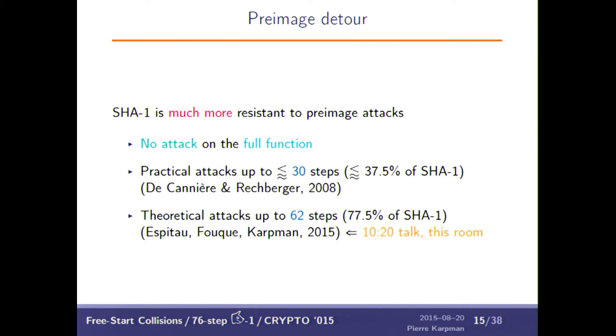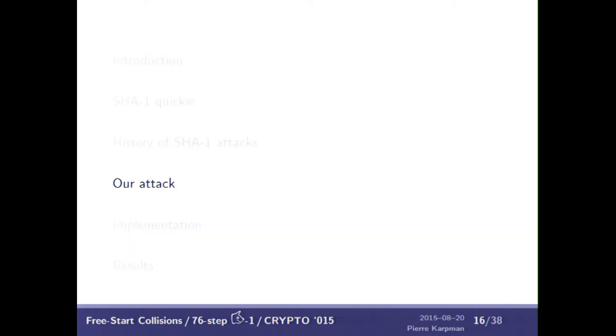Maybe there isn't, well, I'm not going to make any hypotheses, but we don't know any public attacks on that. And there are practical attacks up to about 30 steps from Crypto 2008, De Canniere and Rechberger. And if we allow non-practical computation, we can do about double of that. And this is the talk at 10:20 in this room, if you're interested. Okay, so much for the overview.